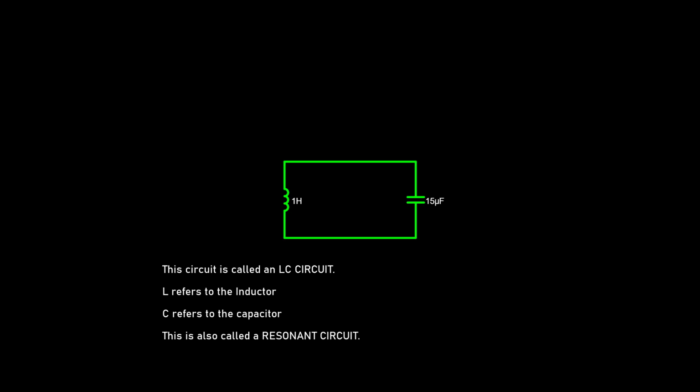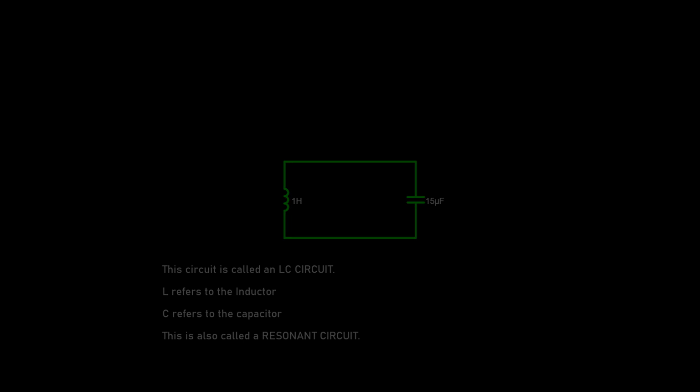When we have an inductor and a capacitor in a circuit like this, it's called an LC circuit. For the name LC circuit, the L refers to the inductor and the C refers to the capacitor. It's also called a resonance circuit, and the reason for that will be clear in a little bit.